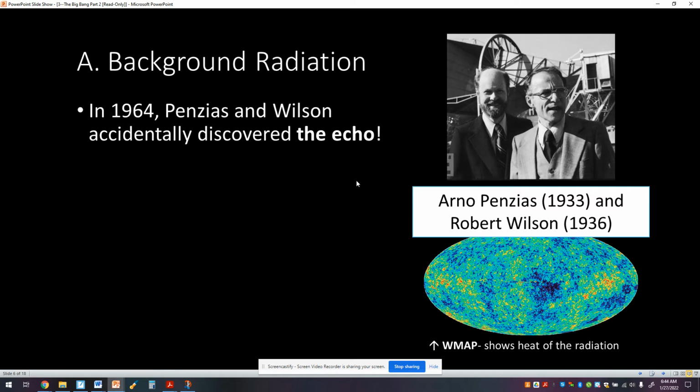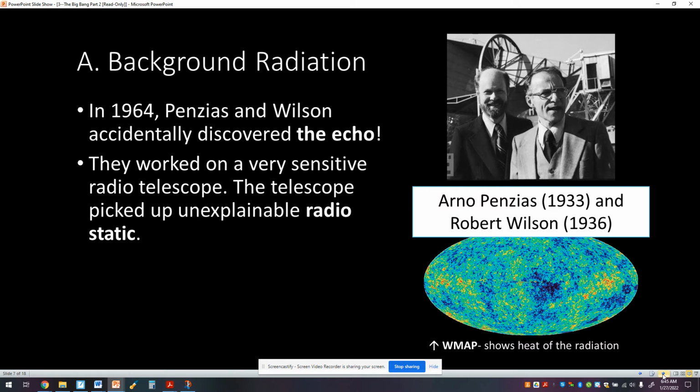So these next parts here, you don't have to write anything. But these were the two people that discovered the echo. These were the ones they were talking about in the video that had the pigeon problem on the satellites that they kept seeing pop up and thought it was the pigeons and cleaned them off and sent them away, and it still showed up. So in 1964, Penzias and Wilson accidentally discovered the echo.